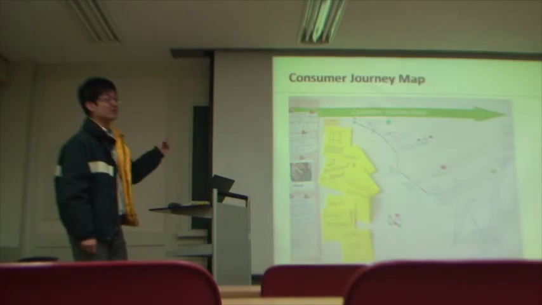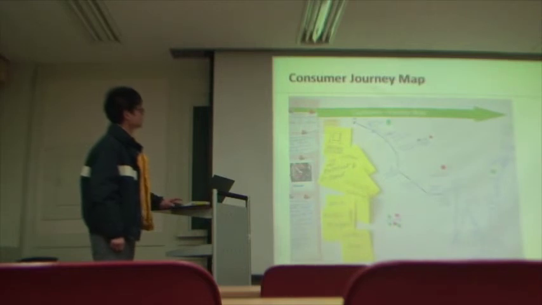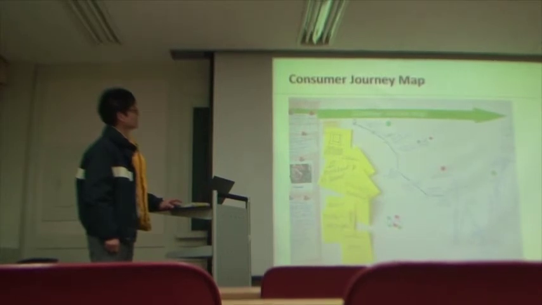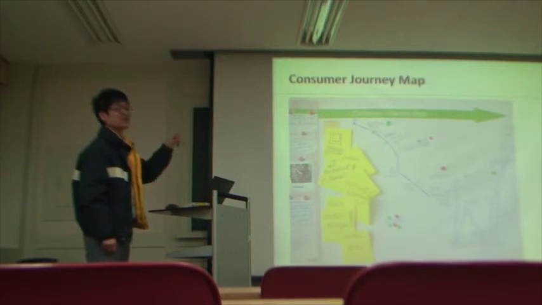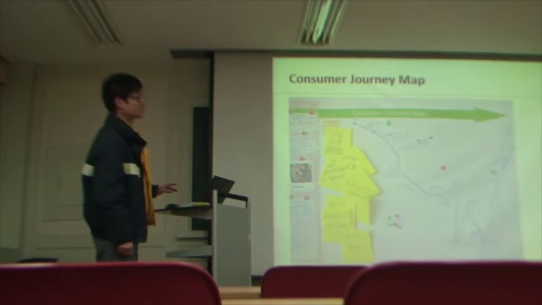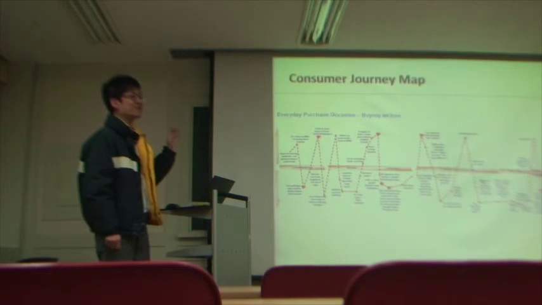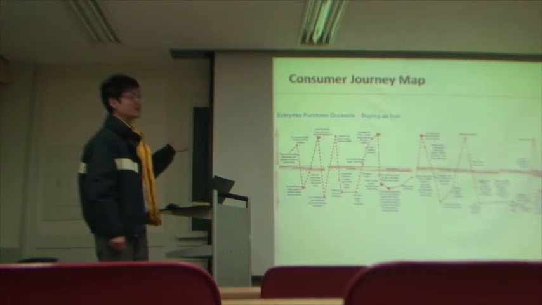A consumer journey map can also be handwritten or hand-drawn. So you can see different touch points, and you can see some interactions and match different touch points with the journey. Right, so there is no formal way of generating the consumer journey map. And this is another way of presenting it.